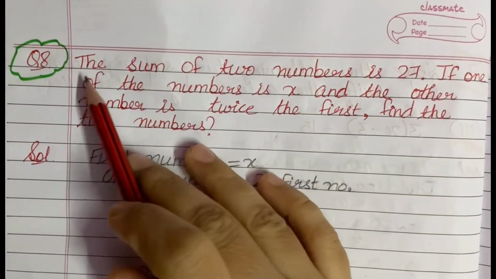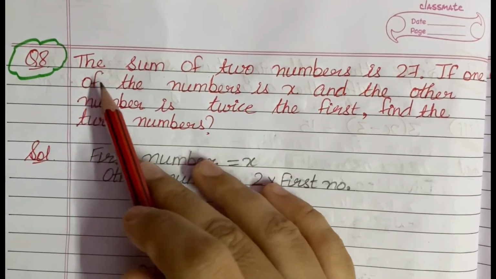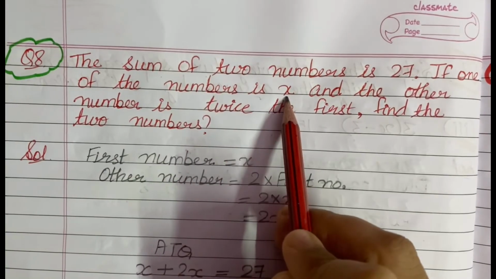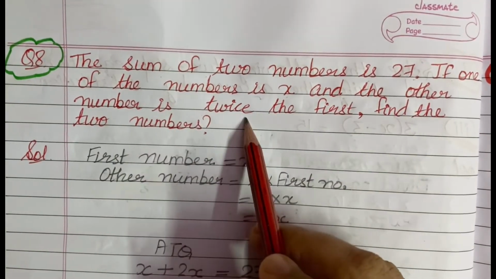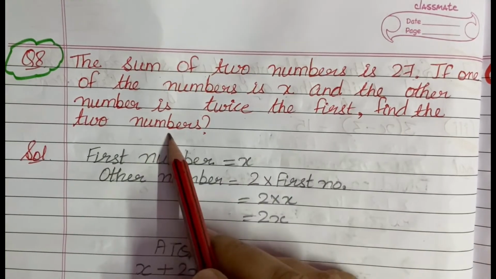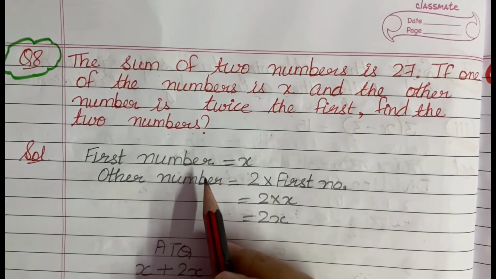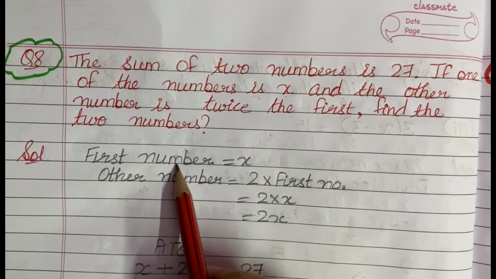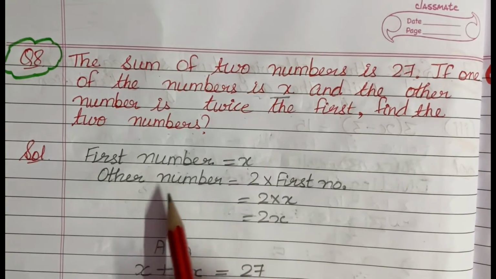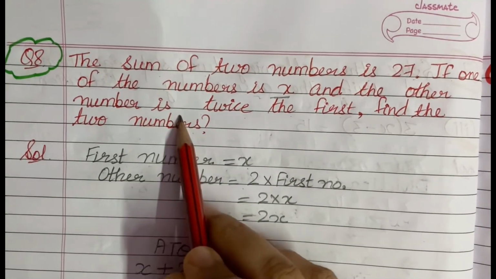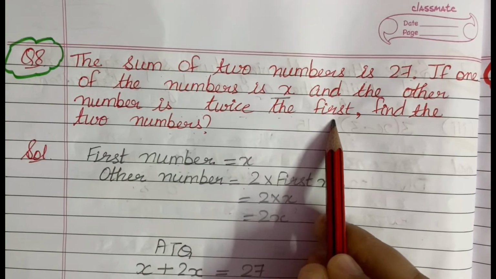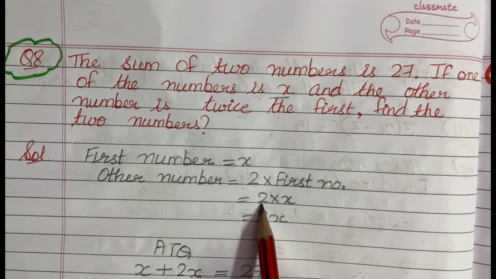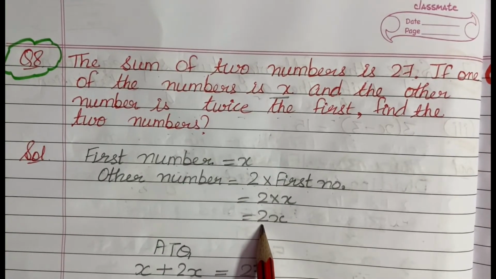Now next is question number 8, and question number 8 says that the sum of two numbers is 27. If one of the numbers is x and the other number is twice the first, find the two numbers. Now students, in the solution first of all we will write the first number, and the first number is already given to us, and that is x, and the other number is twice the first. That means 2 is multiplied by the first number. That means 2 multiplied by x, and that is equal to 2x.